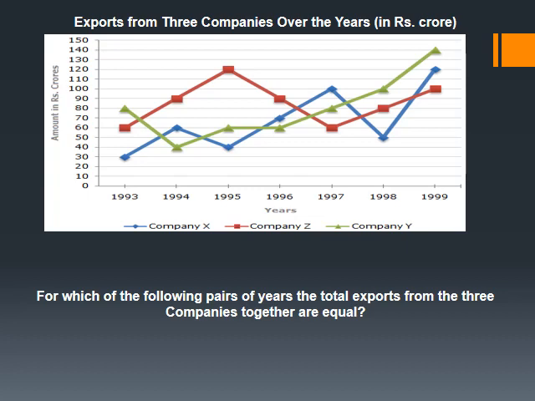For example, 1993, we can see for company X the export amount is 30 crores, red one is 60 crores, green is 80 crores. So 80 plus 60 plus 30, that will be 170 crores. Then 94, look at what numbers we have to add. For the green one it is 40, for blue it is 60, and for red it is 90. So 90 plus 60 plus 40, that will be 190. So like that, you have to add and find out which 2 years have the same.